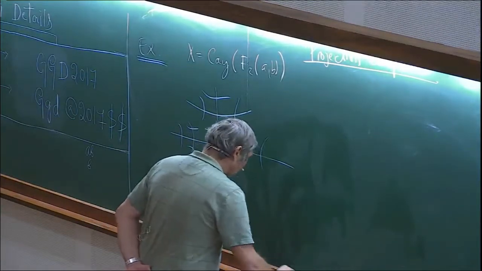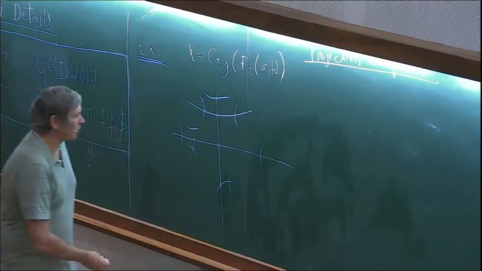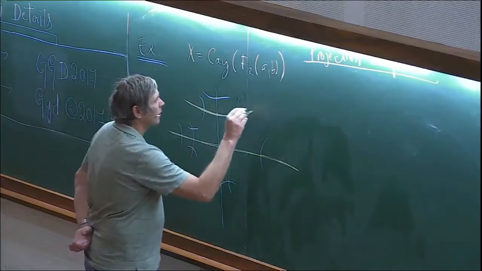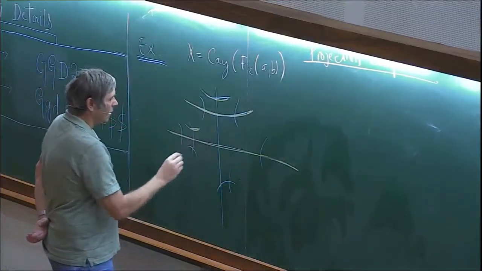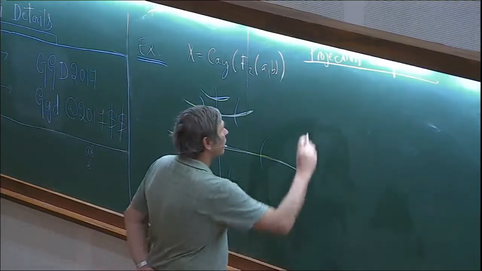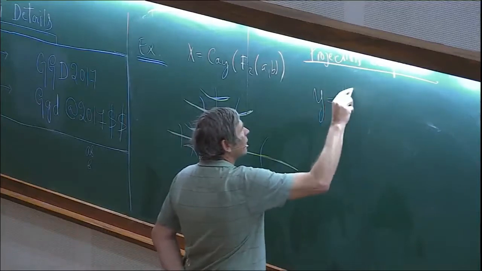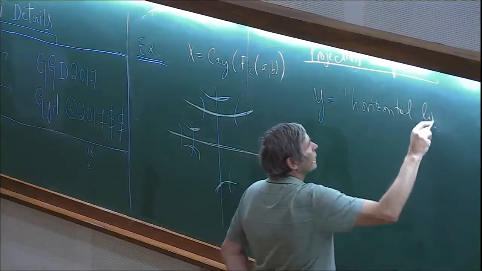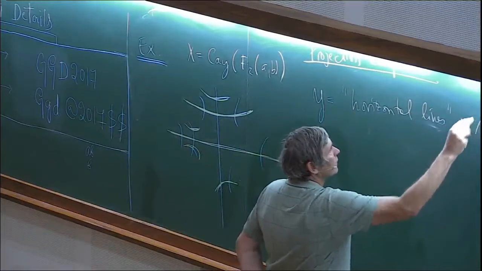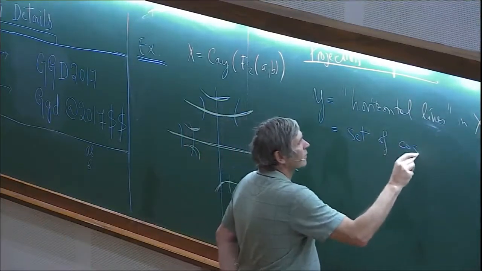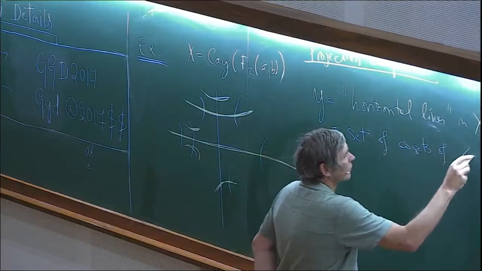I want to focus on one of them. So for example, I want to look at the horizontal lines. So the set Y is going to consist of the horizontal lines in X. In other words, it's a set of cosets of the group generated by A.